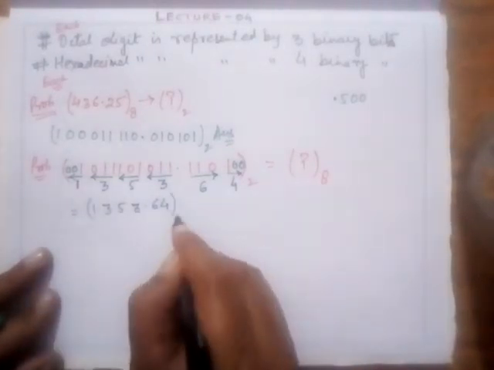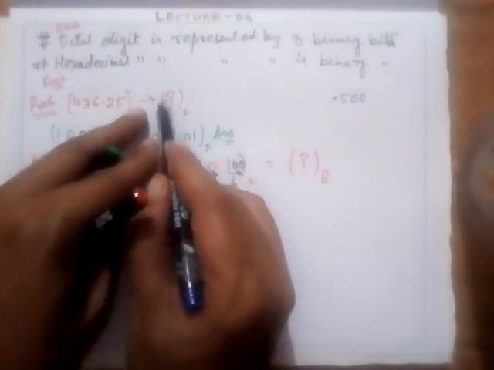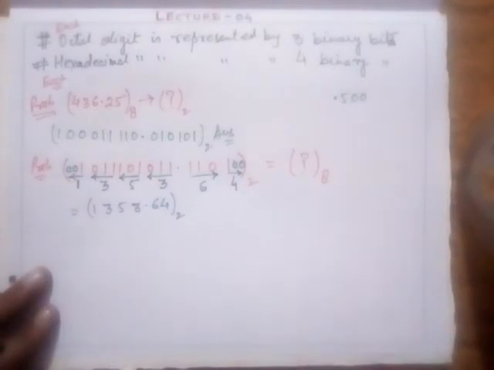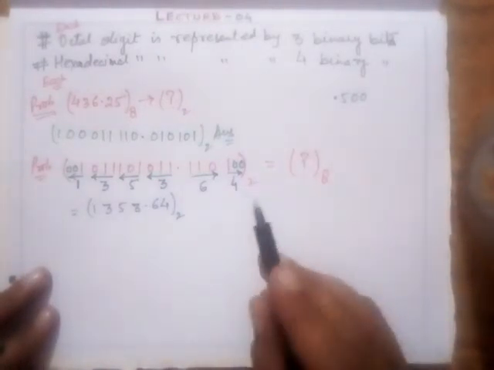You can also cross check this one by converting first into decimal and decimal to binary. Similarly, this also by converting this into decimal and decimal to octal. So I hope this is clear to you.